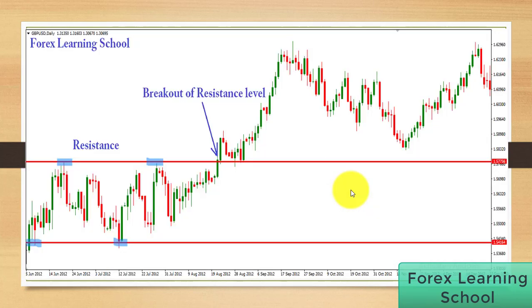Here is an example of support and resistance level. This GBP USD daily chart. We have drawn horizontal support and resistance level on the chart. Here you can see the breakout of resistance level. You need to open trade when resistance will be broken. You can see the price rally after break of resistance level. Thus, you will find trade setups after resistance breakout.